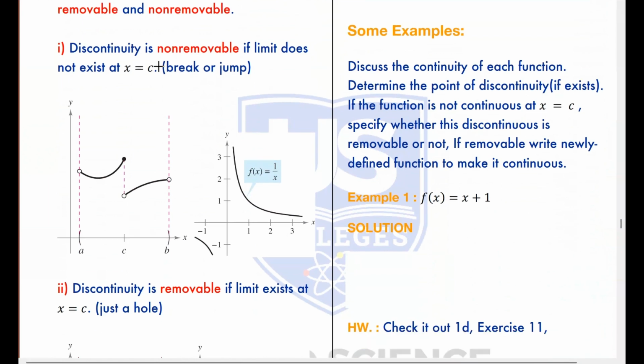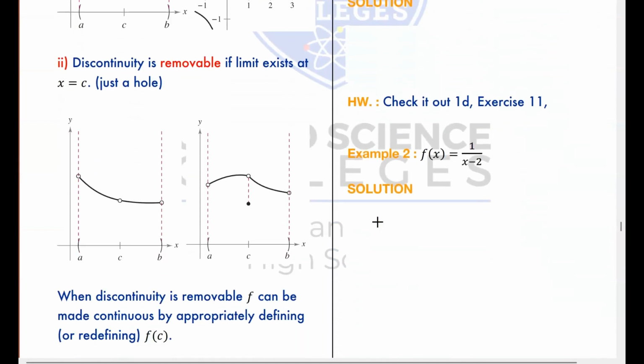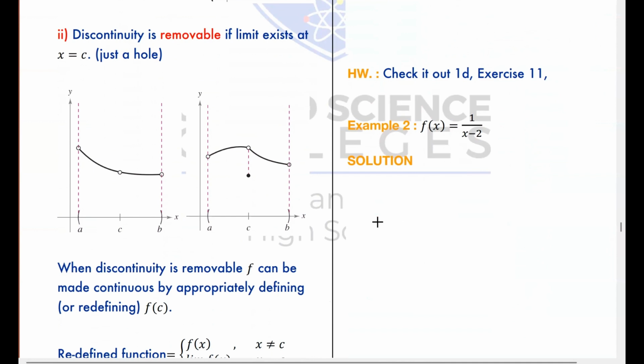If discontinuity is non-removable, then the limit does not exist, like having a jump or a break. If the limit does not exist, we can't remove the discontinuity. It is called non-removable discontinuity. On the other hand, if the limit exists, then we have removable discontinuity, which means there's just a hole. So by removing the discontinuity, we just fill that hole.